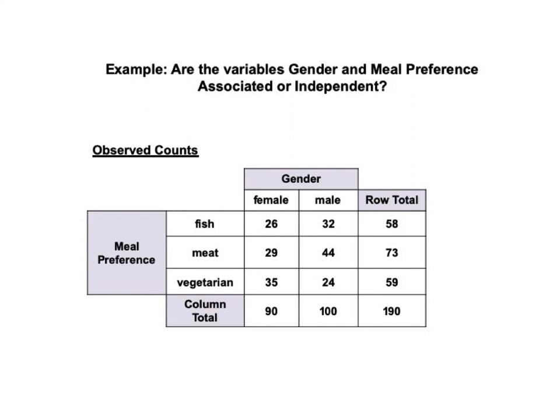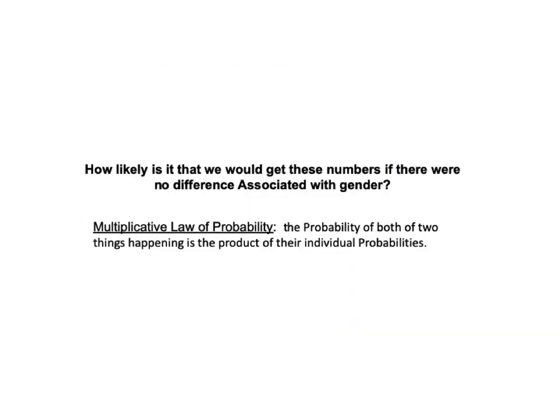So unlike the previous examples, we can't answer our question just by eyeballing the numbers. We need to run a statistical test, and that test is the chi-square test for independence. The question is, how likely is it that we would get these numbers if there were no difference associated with gender? That is, if the two variables were independent.